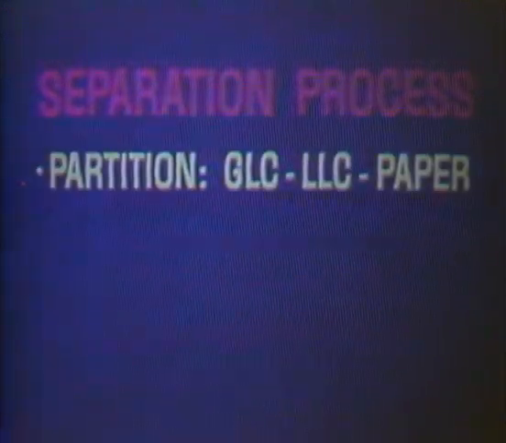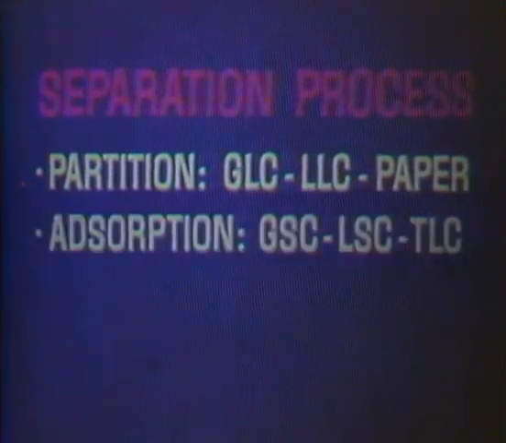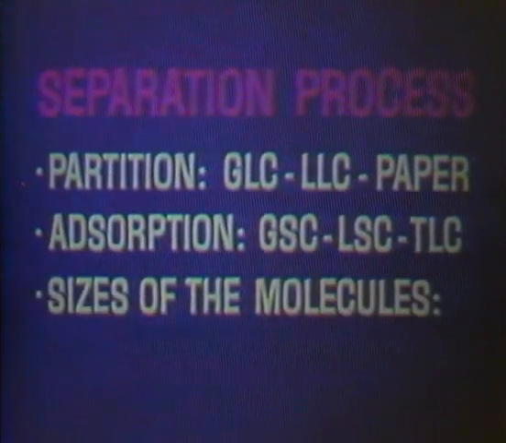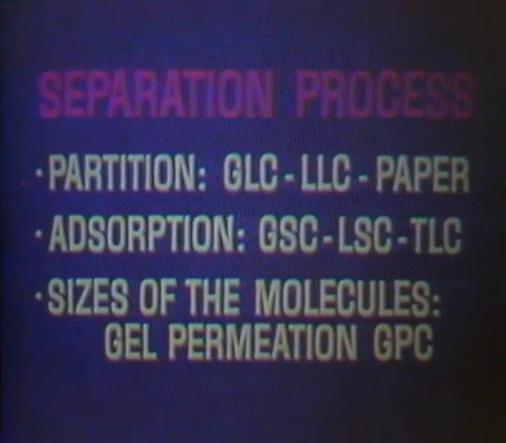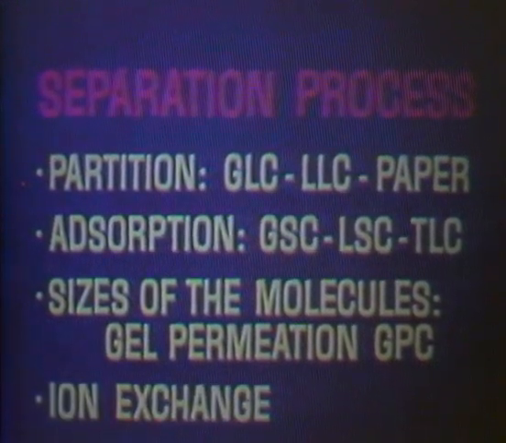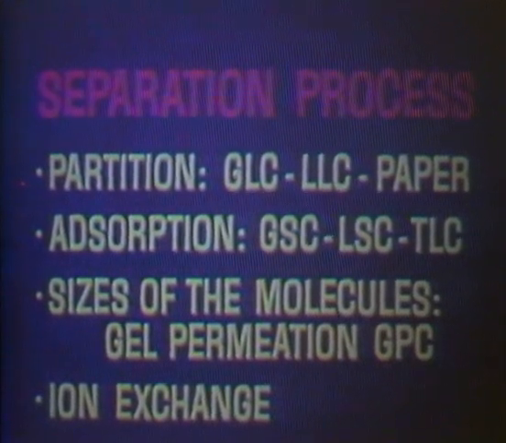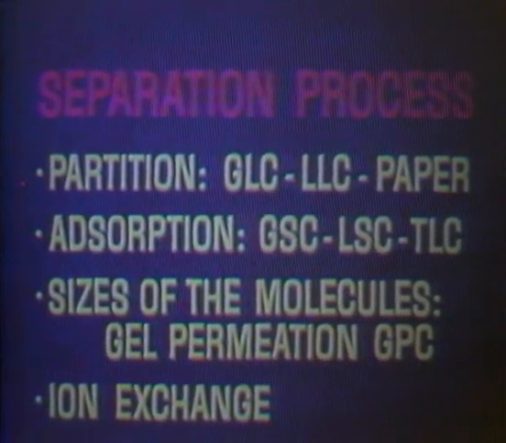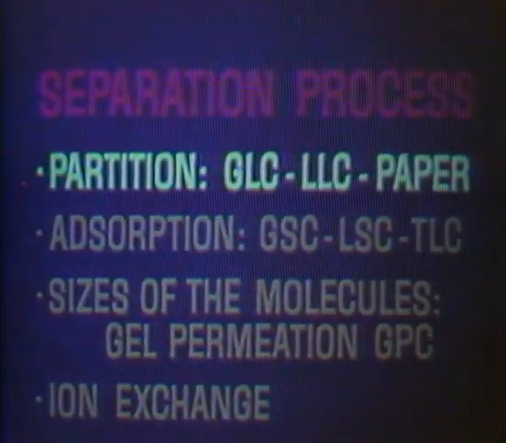The actual separation process is accomplished by partition, or differential solubility, by adsorption, or by separation according to the sizes of the molecules, as in gel permeation chromatography. Ion exchange chromatography is a special type of adsorption that utilizes electrovalent bonding. In some cases, the separation process may be a combination of these techniques. Let's look more closely at each type, beginning with partition chromatography.